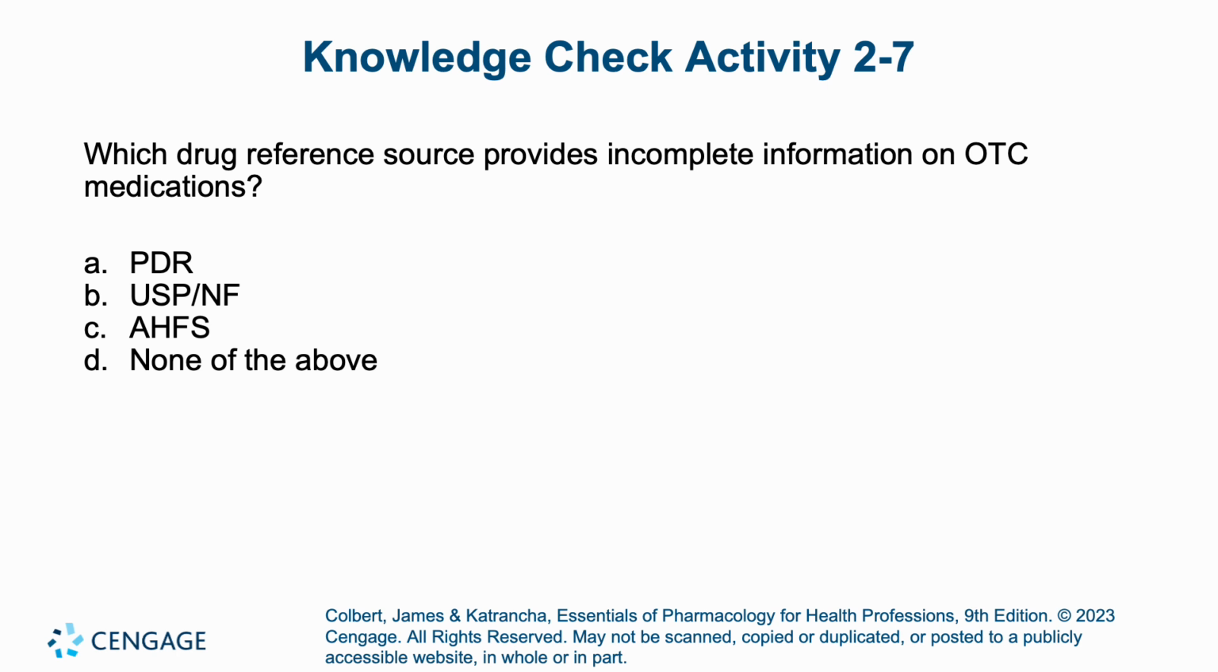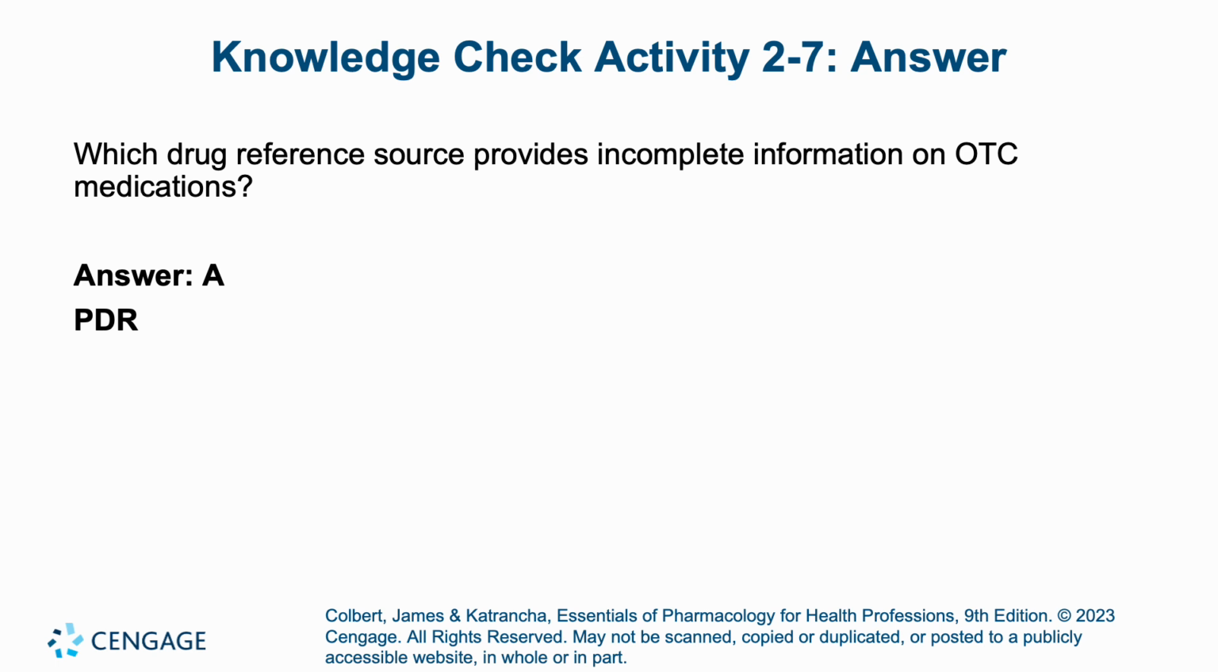Knowledge check. Which drug reference source provides incomplete information on over-the-counter medications? A. PDR, B. USP/NF, C. AHFS, D. None of the above. And if you remember, the answer is A. PDR. You would have to buy a separate book to have the over-the-counter information.